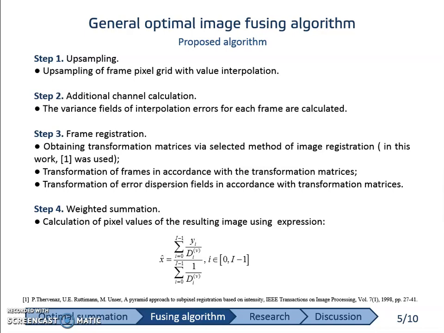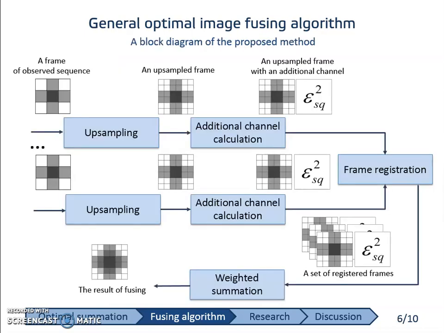I suppose the algorithm is better presented by a block diagram, which you can see on this slide. Here you can see how the frame of observed video is altered during the processing. First, it is upsampled to the desired size, then the interpolation errors are calculated as an additional channel. After, the frames are registered, and finally the weighted summation is applied to the registered frame set, and we obtain the results of the proposed method.